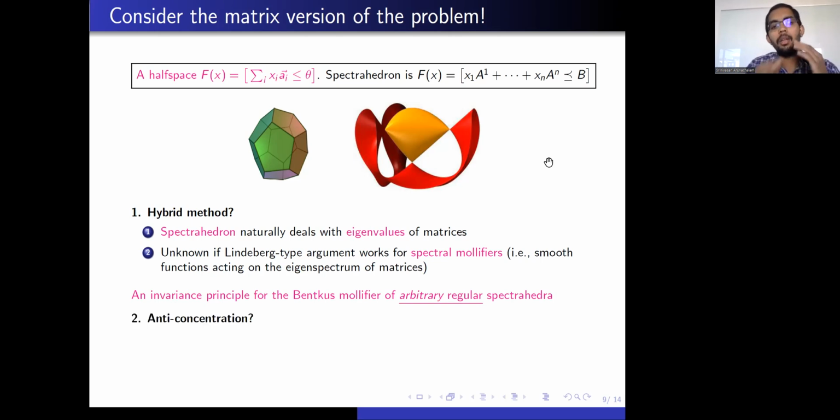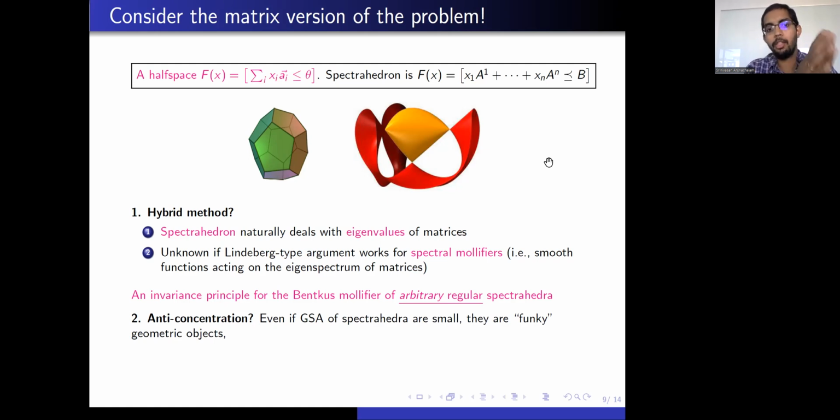The second result has two parts. What was crucial in the previous work is the result of Nazarov, which says that the Gaussian surface area of polytopes is small. Let's say the GSA of the spectrahedra is also small. Even if it was small, the boundary of a spectrahedron is very complicated. It's not very well understood. So even supposing the GSA of spectrahedra is small, because they're such complicated looking objects, it's not clear how to go from modifier distance to CDF distance.